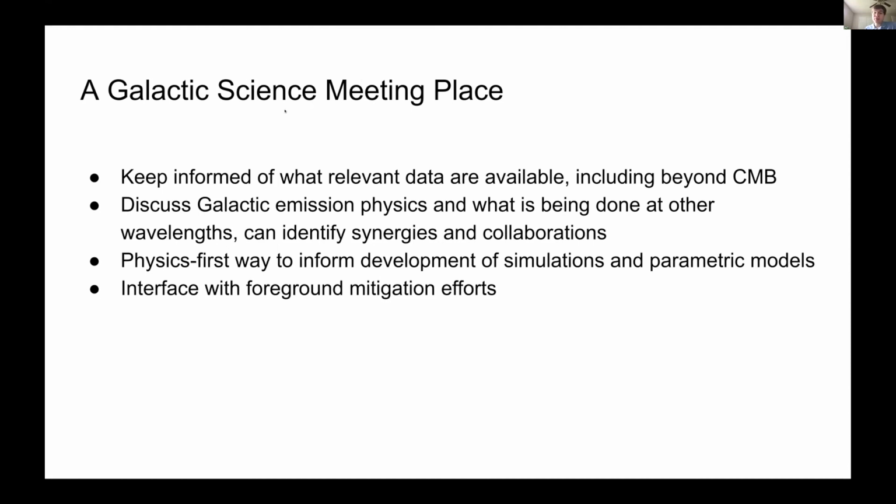So we see this also as a physics first way to develop new simulations and parametric models. So, not just satisfying the demands of the CMB community, but also putting forward models that the ISM community are happy to endorse and that reflect, to the extent that we can, the full complexity of what we expect from the interstellar medium. And so this naturally provides a point of interface with foreground mitigation efforts. So even though that isn't our main focus, it naturally has relevance to what's going on in that regard in these collaborations.